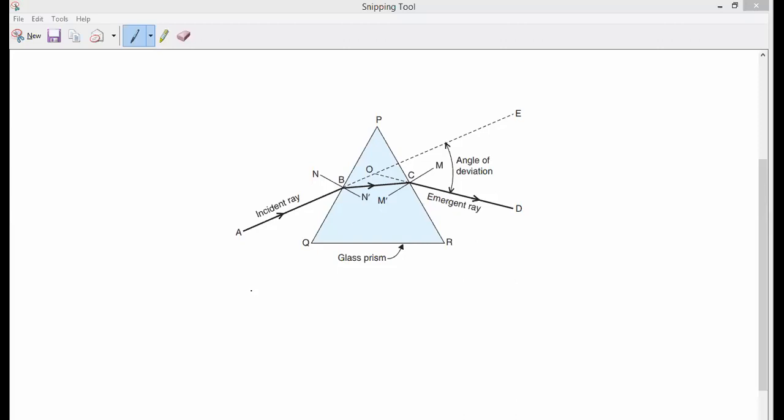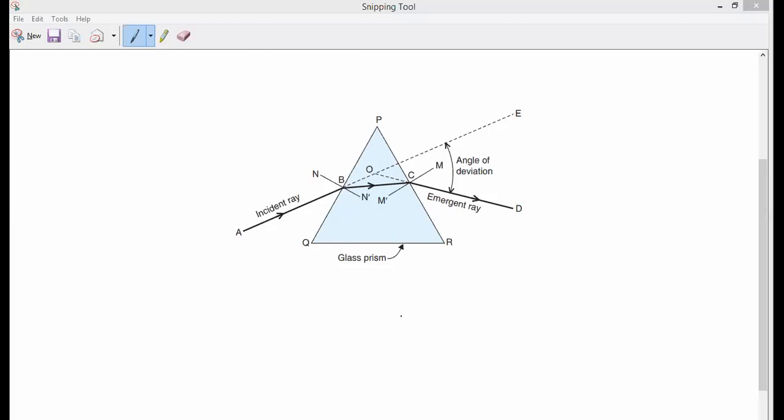As we know, we represent a glass prism in the form of a simple triangle. For our convenience, this is what we call a glass prism. The glass prism's sides form a triangle PQR. Understand, guys?